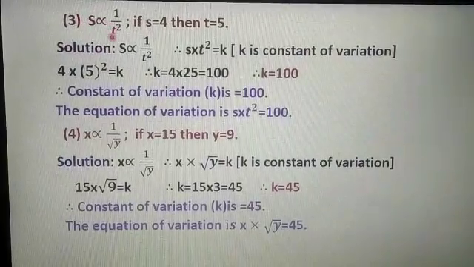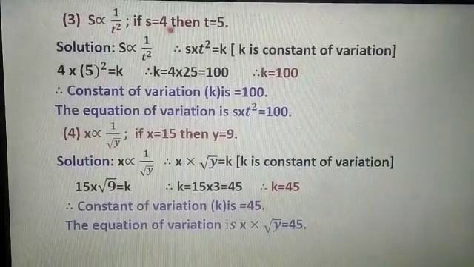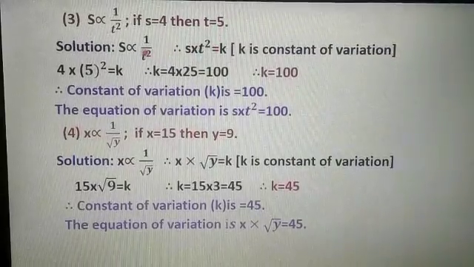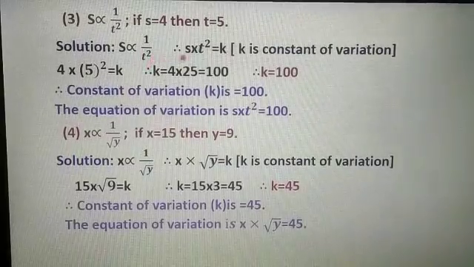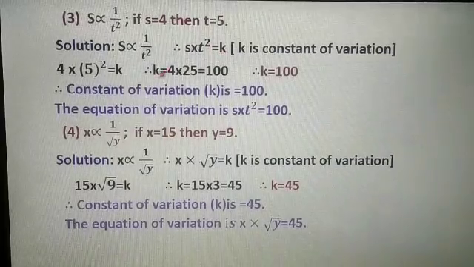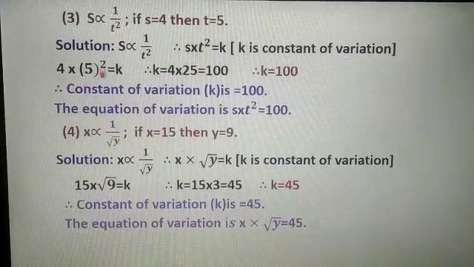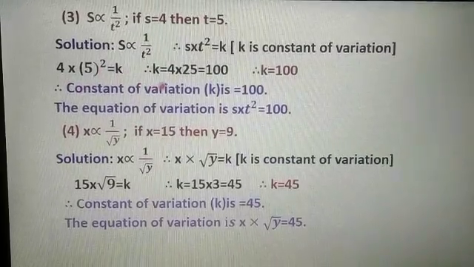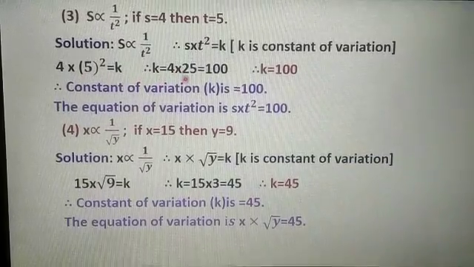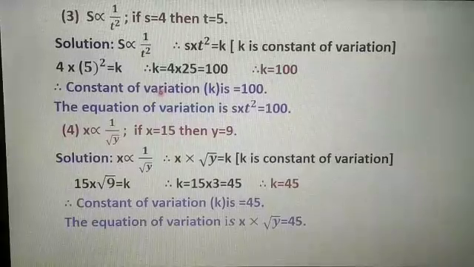Here S varies inversely as the square of T, that is T square. If S is 4, then T is equal to 5. Here we will find K. The solution is S varies inversely with T square. Therefore S into T square is equal to K, where K is the constant of variation. Now substitute the values of S and T. So 4 into 5 square is equal to K. Therefore K is equal to 4 into 25. 25 means 5 square. So 4 into 25 is 100. Therefore K is equal to 100. Therefore the constant of variation K is 100.